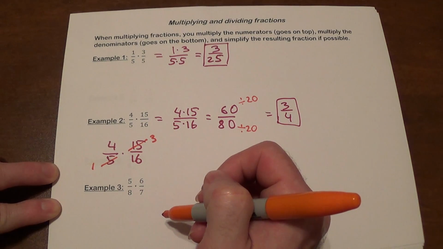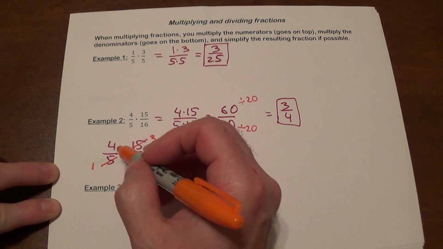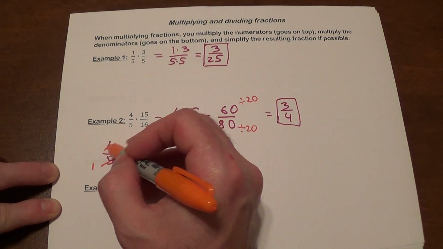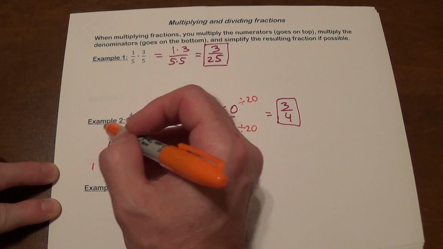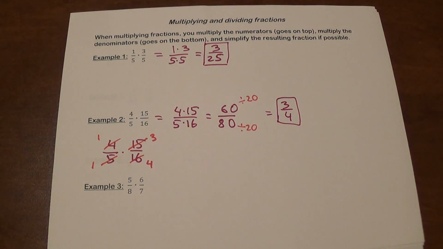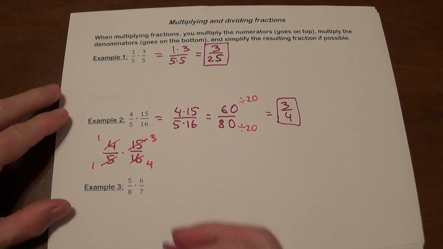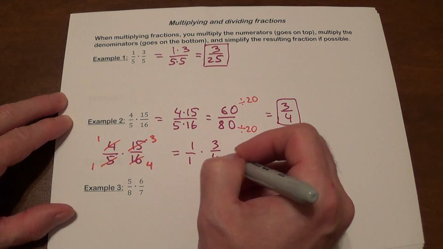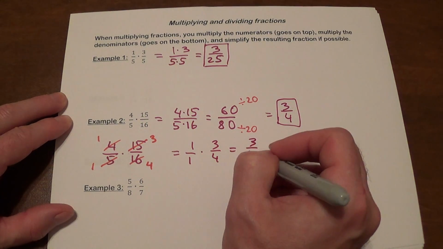4 on the bottom. I can do the same thing with 4 and 16, as long as one is on top and one is on the bottom. Both numbers can be divided by 4. It's going to leave you with 1 on top and 4 on the bottom. So what do we have now? We have 1/1 times 3/4, and that's going to be 3/4.